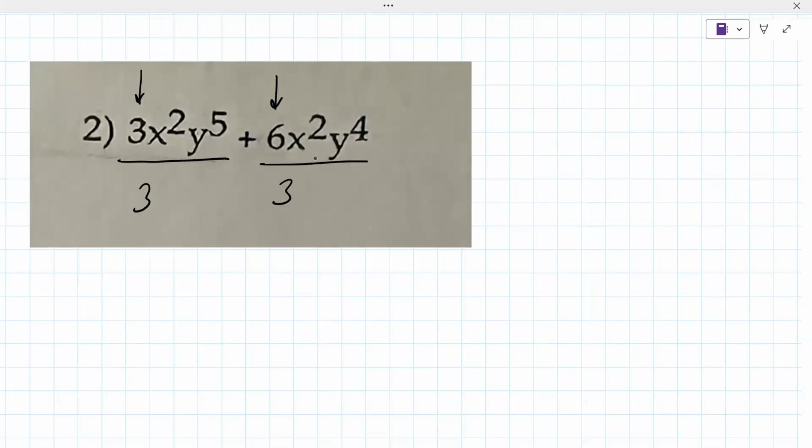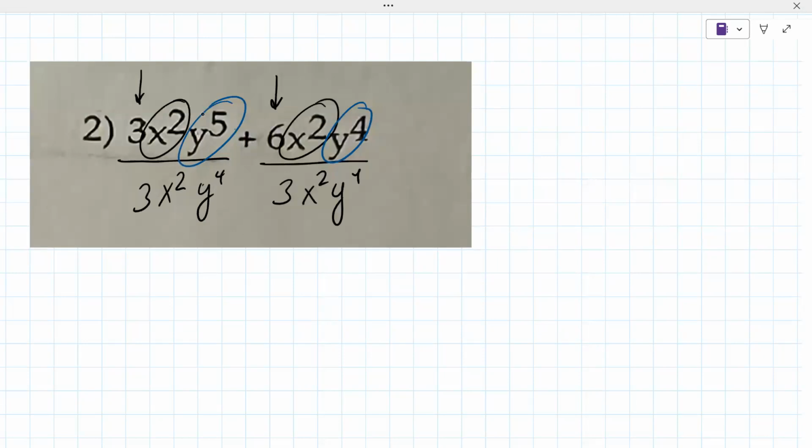Now you look at the x. What's the smallest exponent between those two? X squared. Yeah, they're the same. So you just take x squared. Then you look at the y's. What's the smallest exponent? Y to the 4th. Sorry, y to the 4th. Yeah. So you're essentially dividing each of these by 3x squared y to the 4th.